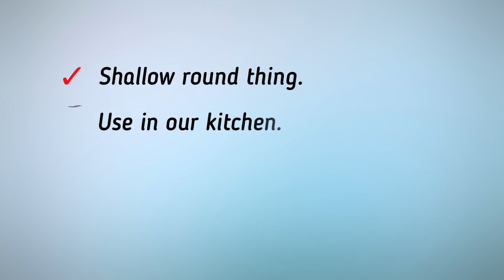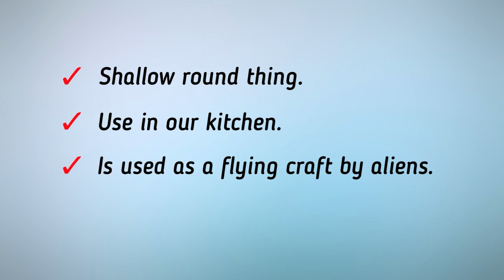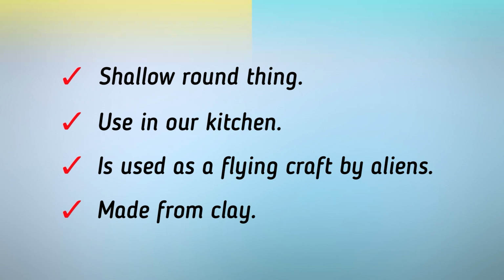This is a shallow, round item that a cup sits on, and it's a part of a collection of dining items which we use in our kitchen. Paradoxically, this object can be referred to as a flying craft used by aliens. Our described item is also made from clay.